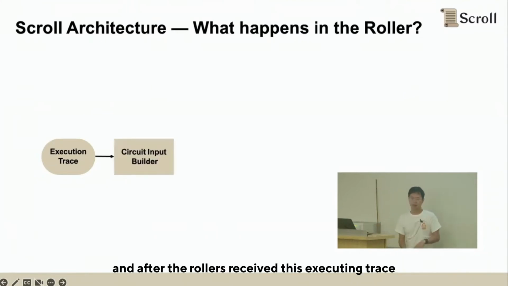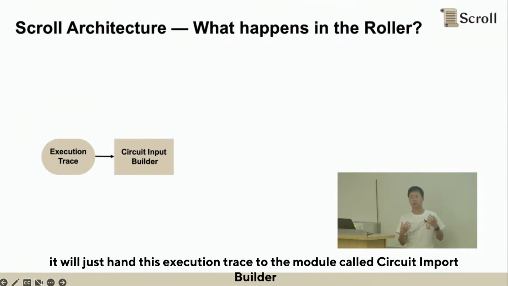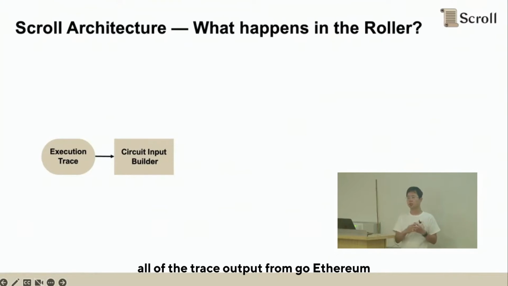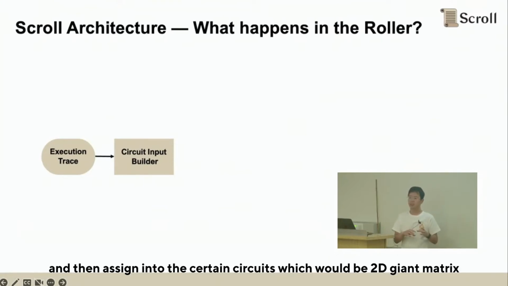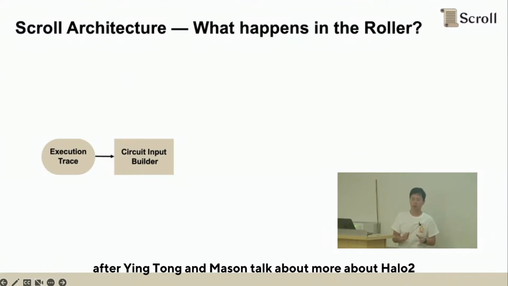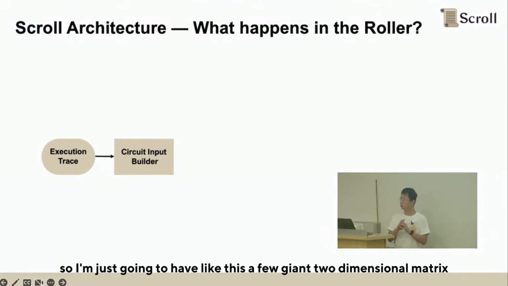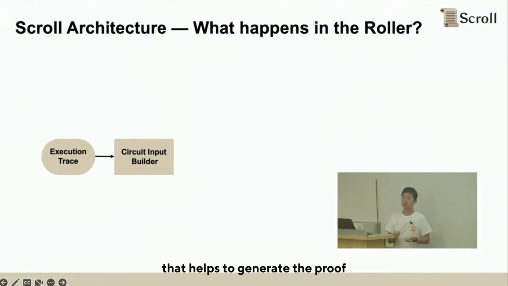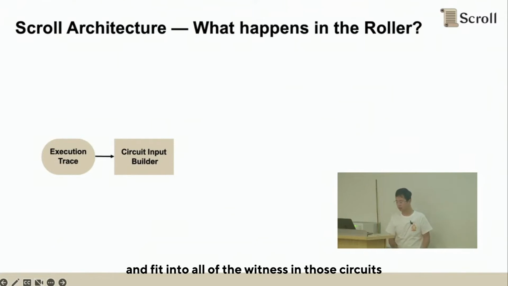And then after the roller receives this execution trace, it will hand the execution trace to a module called the circuit input builder. This circuit input builder is going to transform all of the trace output from Go Ethereum and assign it into the circuits, which will be a 2D giant matrix. Probably you'll get more of an idea after Yingtong and then Mason talk more about Halo 2. So I'm just going to have a few giant two-dimensional matrices, and then you're going to expand all of the execution trace, and also generate some auxiliary data that helps to generate the proof, and then feed all of the witness into those circuits.